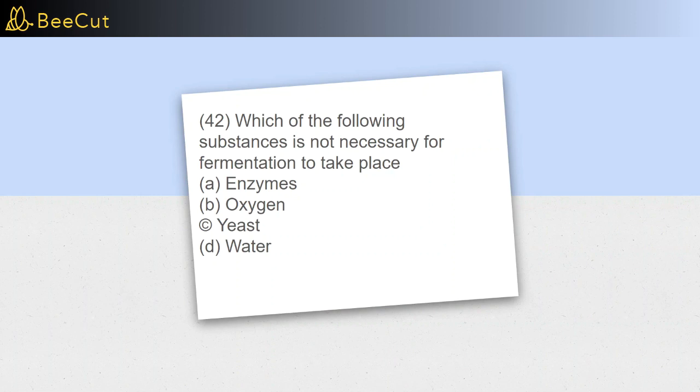Number 42. Which of the following is not necessary for fermentation to take place? A, hexane, B, oxygen, C, yeast, D, water. The best option is B, oxygen.